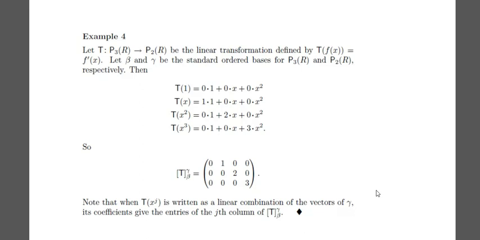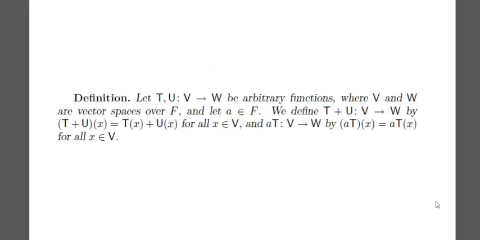So define T of 1, T of x square, T of x cube. Write that in terms of 1, x and x square, or write all the coefficients column-wise. So T of 1, first column will be 0 0 0, second column will be 1 0 0, next column 0 2 0 and last 0 0 3. So in this way we will get the matrix corresponding to the linear transformation.